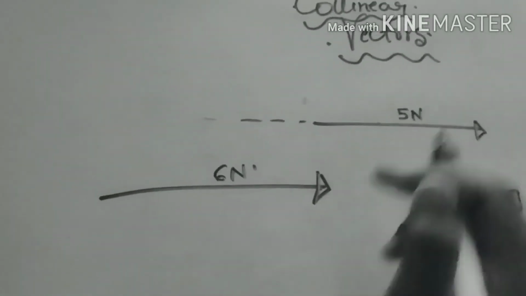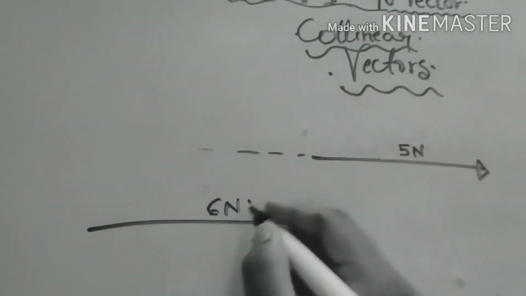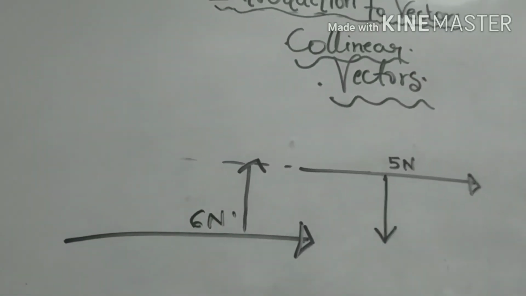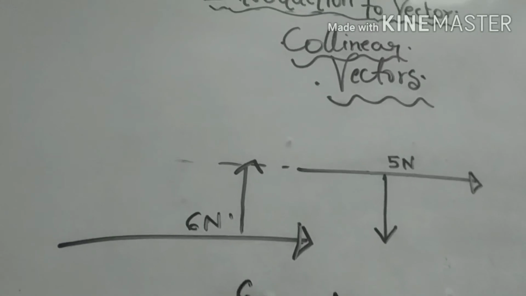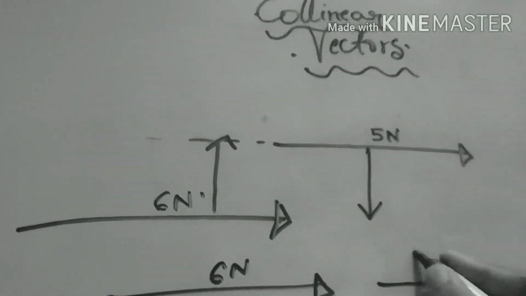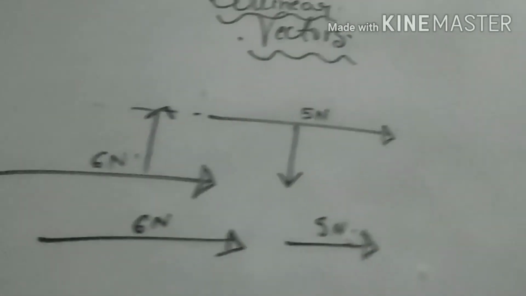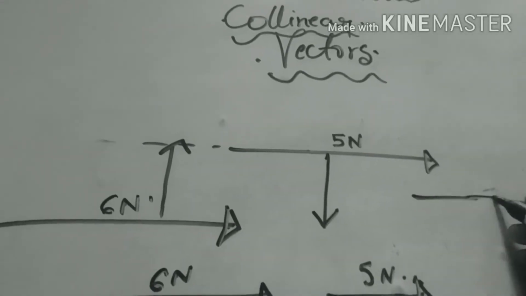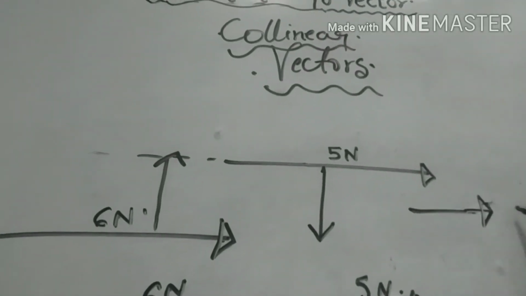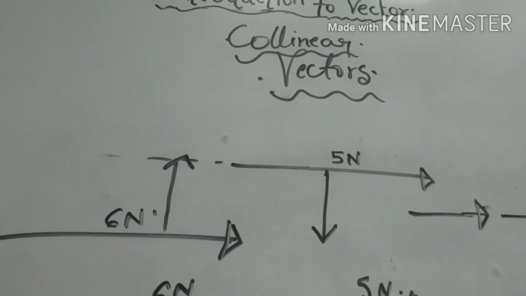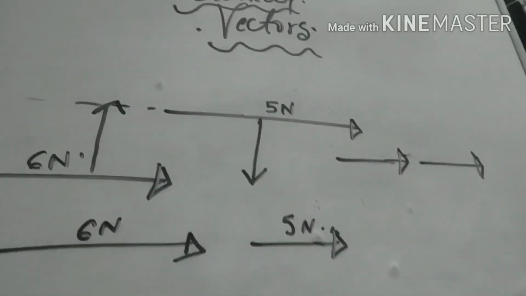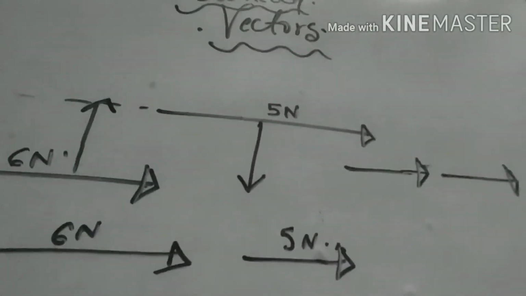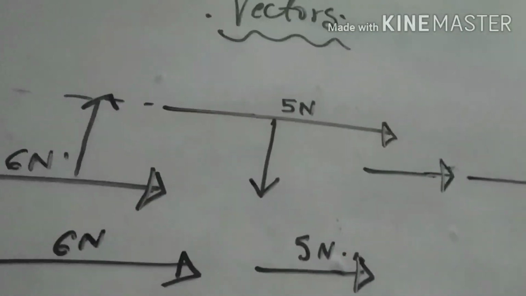So when we want to make these collinear, we will just shift this parallel, or we can shift this parallel to this. So this will become like this, 6 Newton and 5 Newton. They have become collinear, and some are already given collinear like this, along the same line, so we need not bring them in the same line. So we can say that they are collinear vectors.